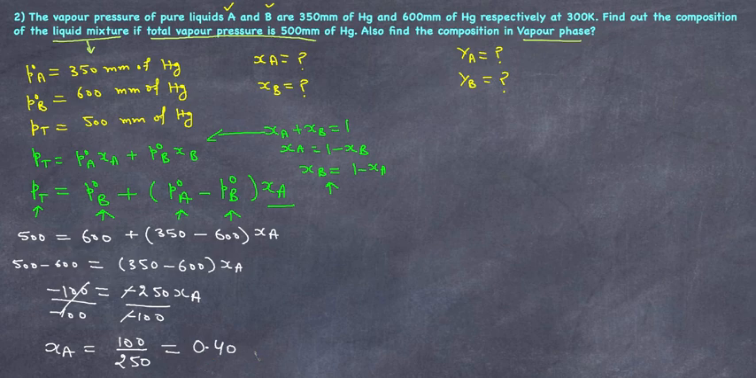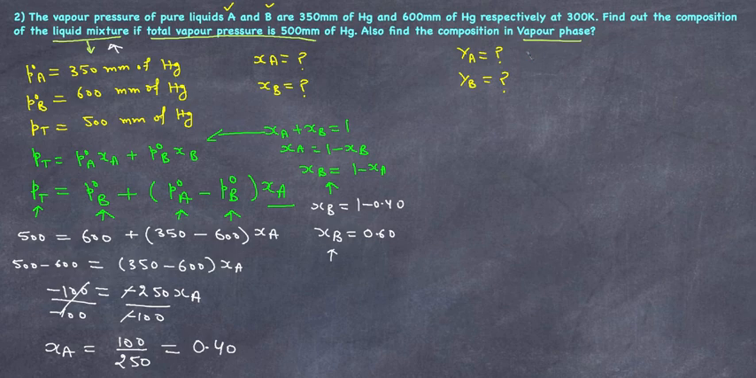And if I plug in this XA here, this gives me XB is equal to 1 minus 0.40. So XB is going to be 0.60. So now we know the mole fraction of XA and XB, which is basically the composition of liquid mixture. Now let's calculate the mole fraction in vapor phase.